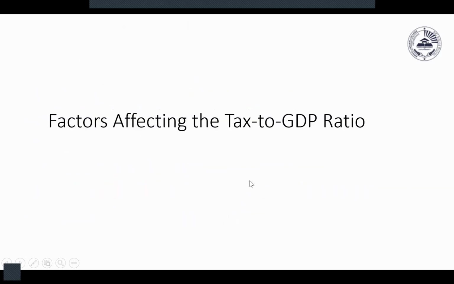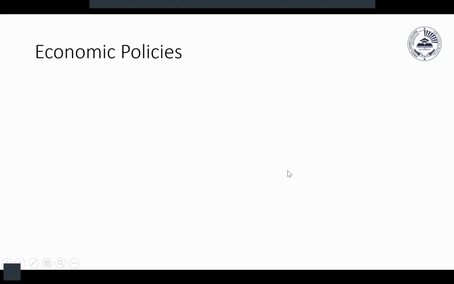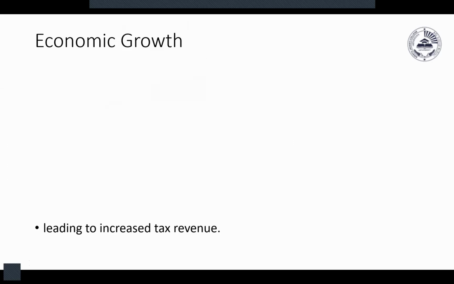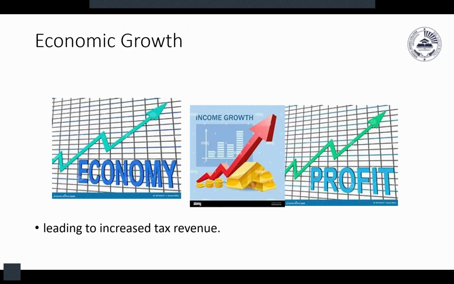Now coming to the factors that affect the tax to GDP ratio. We have income tax rates, exemptions, deductions, and incentives. All these economic policies have an effect on the total tax collected by the government. The second important factor is economic growth. Economic growth leads to increased tax revenues. If an economy grows, that leads to an increase in tax revenues.